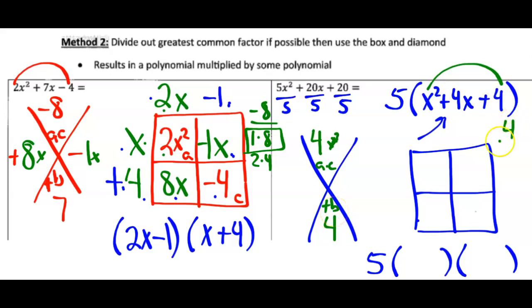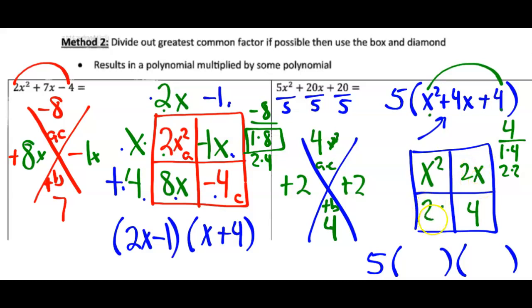So factors of 4. I've got 1 and 4. Will that add to 4? No. And I've got 2 and 2. Will those add to 4? They sure will. Because if this is positive and this is positive, then both of these need to be positive, and I can have 2 and 2. Let's fill our box. Our A is x squared. Our C is 4, and our 2x goes here, and our 2x goes here.